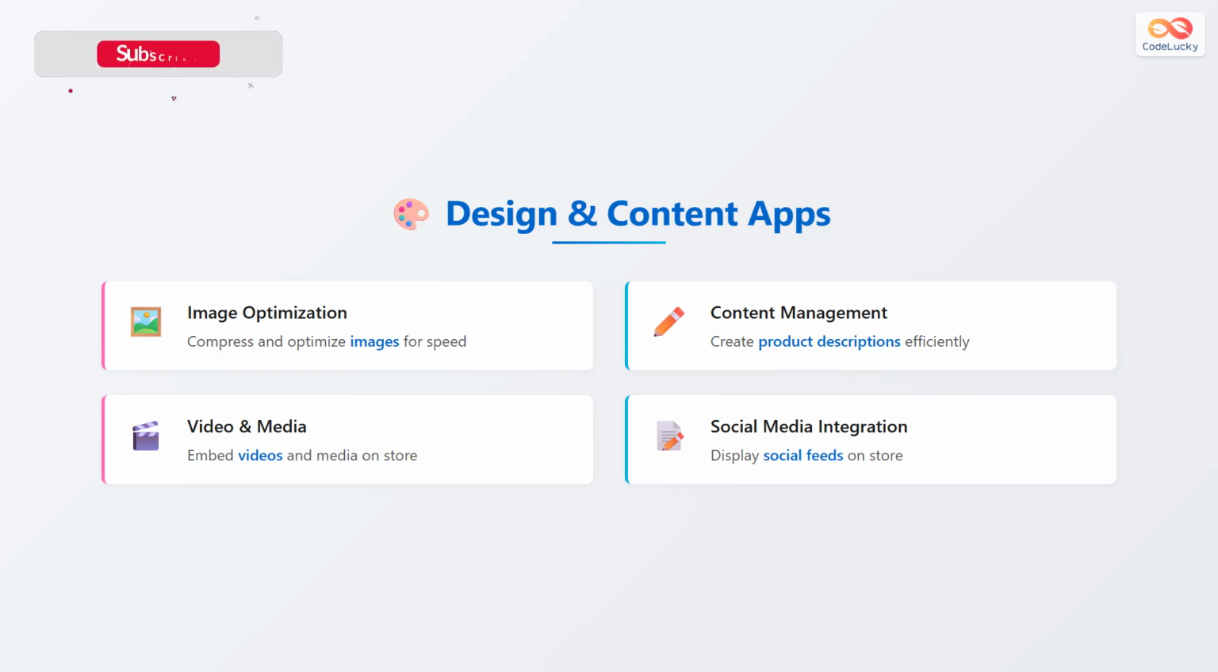Visual appeal and engaging content are essential for online success. Image optimization apps compress and enhance images for faster page loading, improving user experience. Content management apps streamline product description creation. Video and media apps let you embed promotional videos and product demonstrations directly on your store. Social media integration apps display your Instagram feed or other social channels, building social proof and keeping content fresh.